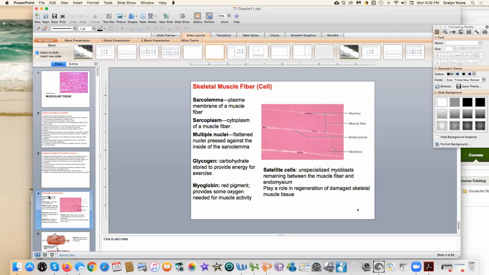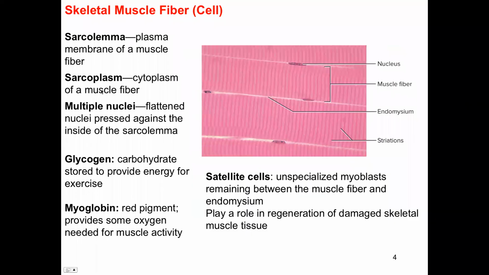Now, when we're talking about skeletal muscle, or when you're talking about muscle cells, the sarcolemma is the term that's given to the cell membrane, or the plasma membrane. It's called the sarcolemma. So just remember, when you see myo or sarco, it refers to muscle, all right? The sarcoplasm then would be the cytoplasm inside of the muscle fiber. Now, again, this multiple nuclei is referring to the skeletal muscle cells in particular.